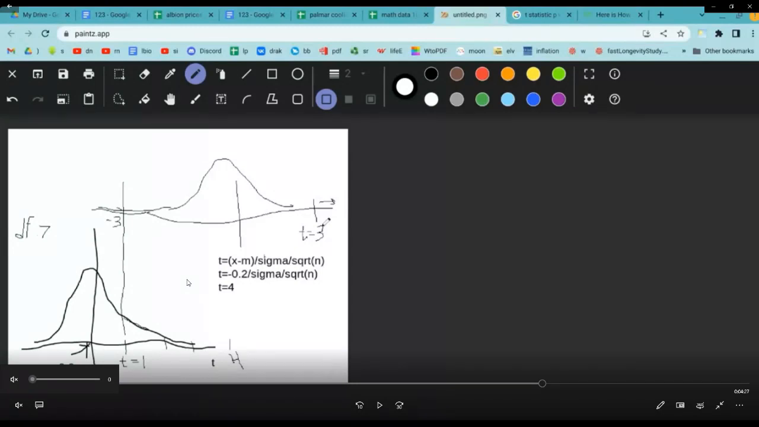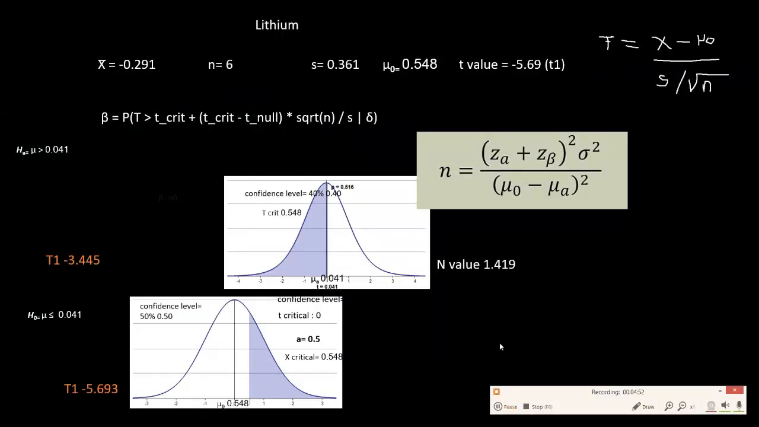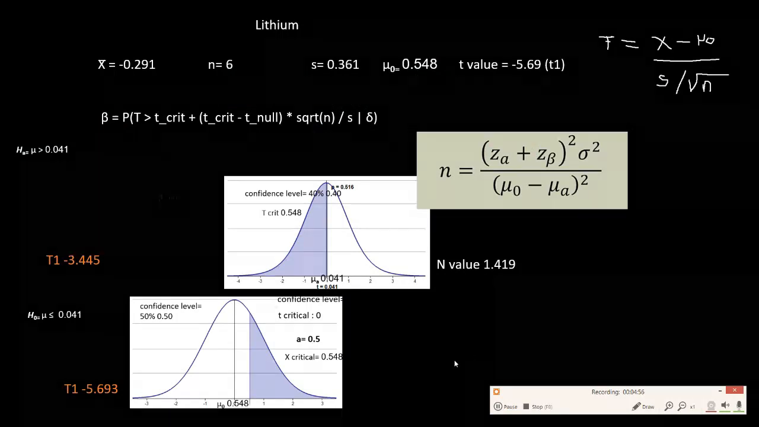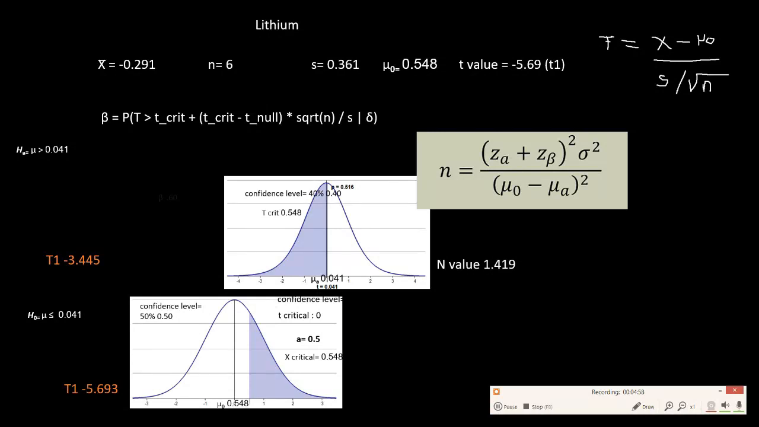Well, yeah, I can tell you. What's the mu naught for the graph? Give me a mu naught, for example, that you want to do. Okay, one second. Okay, so it will be 0.548. Okay, so that's the x mu naught.